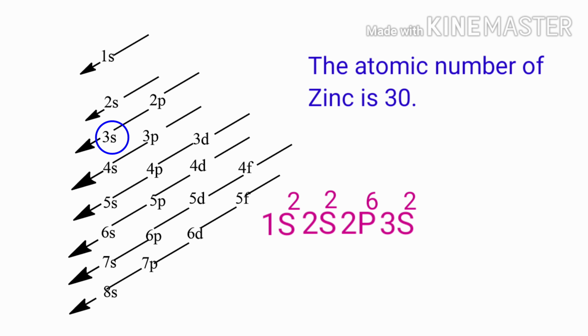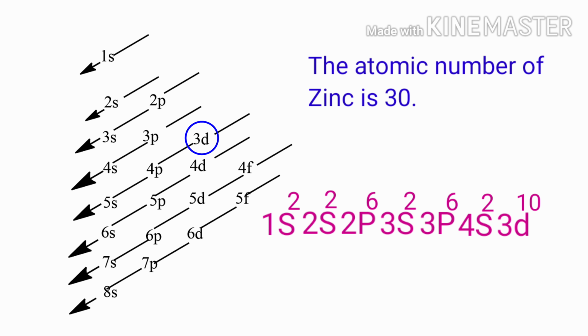The next 6 electrons will go in the 3p orbital. And then put the next 2 electrons in the 4s. Since the 4s is now full, we will move to the 3d where we will place the remaining 10 electrons, since the d orbital can hold up to 10 electrons.